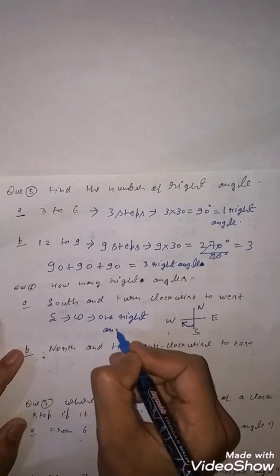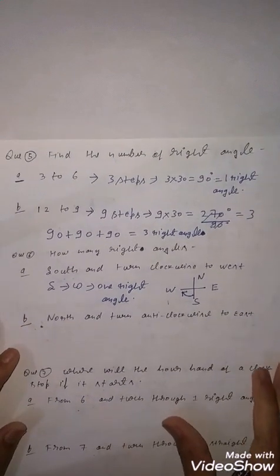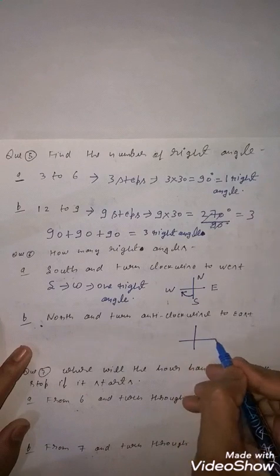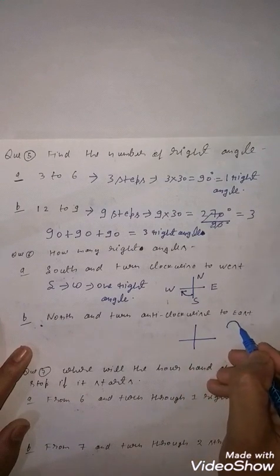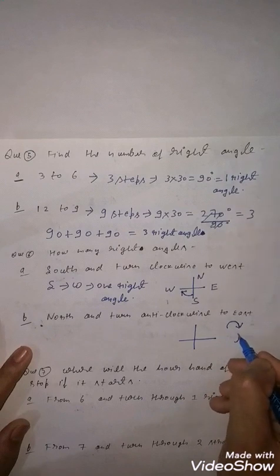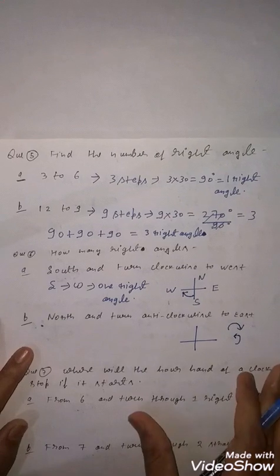Clear students? Next is north turning anti-clockwise to east. Now what is anti-clockwise? Student, you know your clock rotates like this. This is clockwise. If your clock rotates in the opposite direction, this means anti-clockwise.